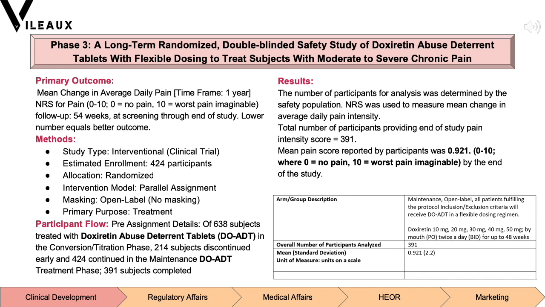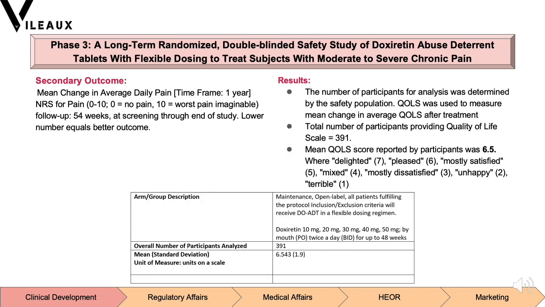On the right-hand side of this slide, you'll see the results. The number of participants for analysis was determined by the safety population. NRS was used to measure mean change in average daily pain intensity. The total number of participants providing end-of-study pain intensity score was 391. The mean pain intensity score reported by participants was 0.921 with a standard deviation of 2.2.